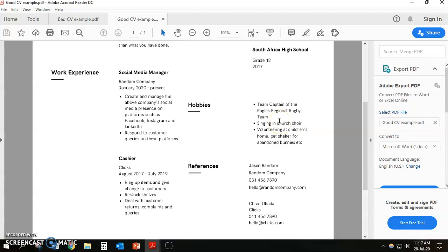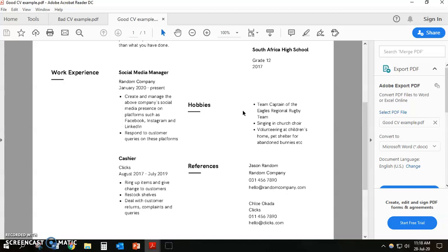Next are your hobbies. Now this person played rugby and they were the captain, so they stayed team captain of the Eagles regional rugby team. This is great because it means that you are good at teamwork. You can play a team sport. But also it shows that you are good at leading because you were the team captain.